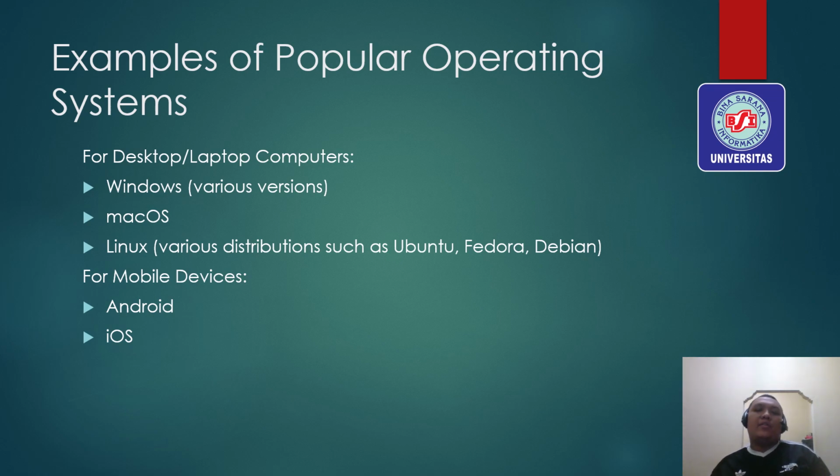And then the operating systems for mobile devices, the two that exist now, are Android and iOS. But before those two, there was Symbian, which was used for Nokia, but Nokia is no more, and Symbian OS no longer exists.